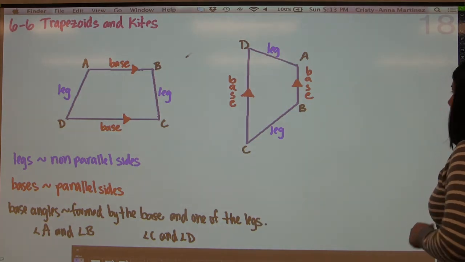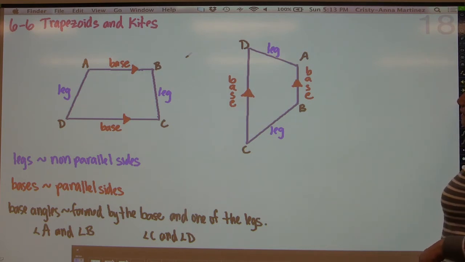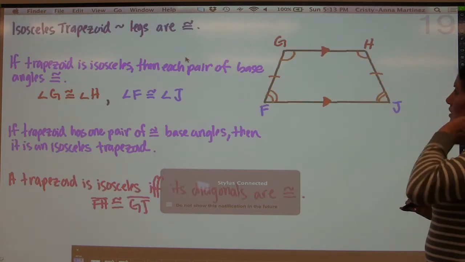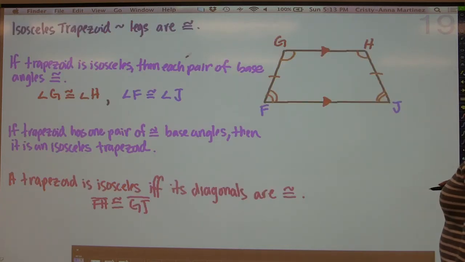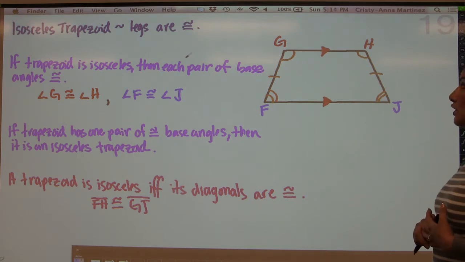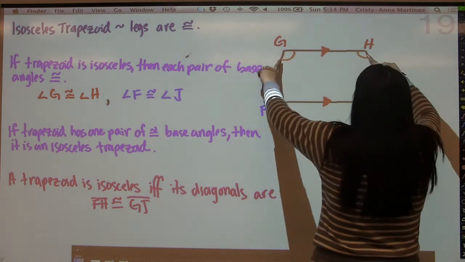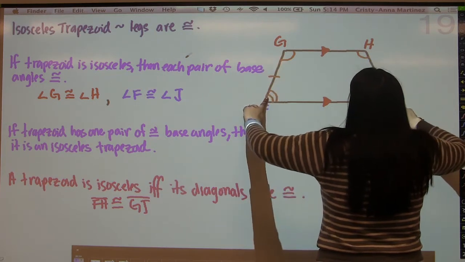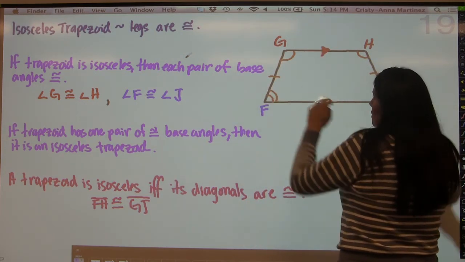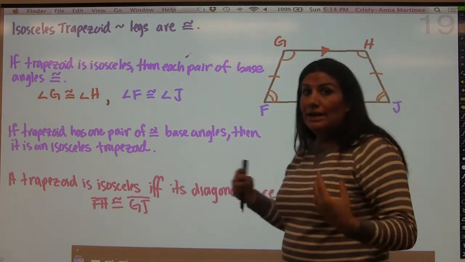All right, so we want to get to some of the theorems that we have for trapezoids, and more specifically for isosceles trapezoids. An isosceles trapezoid is a trapezoid in which the legs, which are the non-parallel sides, are congruent. So you can see here that I've got the non-parallel sides. These sides are marked parallel, and these sides are marked congruent. So when the legs are congruent, you have what we call an isosceles trapezoid.